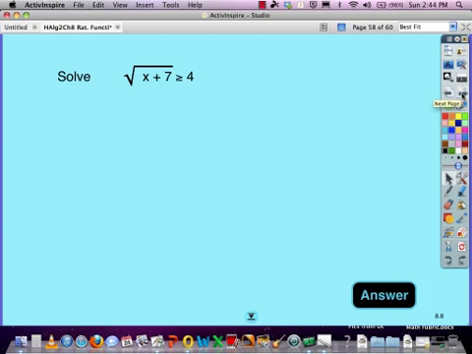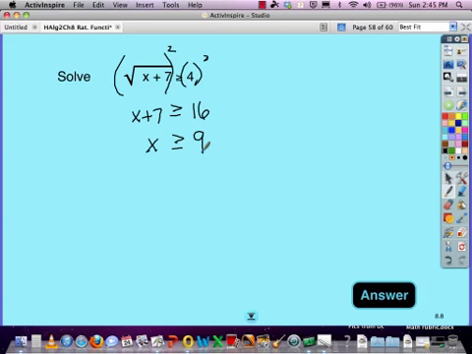When we've done these in the past, we sort of look at them like proportions, but again, you must have the radical by itself. So if we have the radical by itself, which we do, then we should be able to square both sides, first step. That would give us just the x plus 7 is greater than or equal to 16. Solve for x. X is greater than or equal to 7 subtracted from 16 would give us 9. X has to be a value greater than or equal to 9.